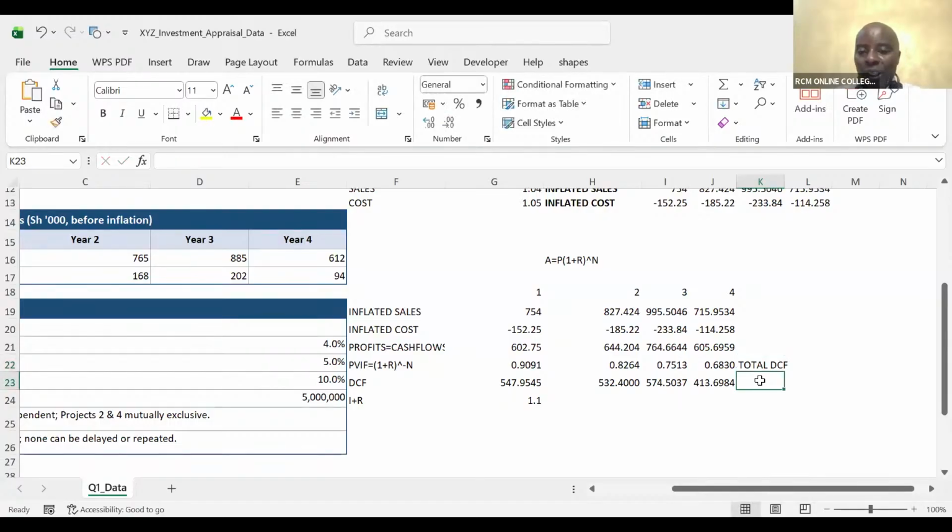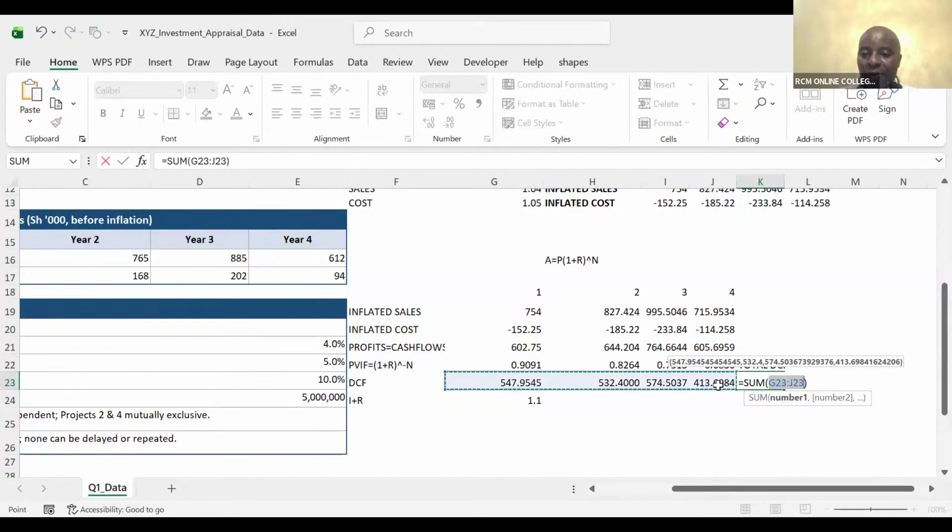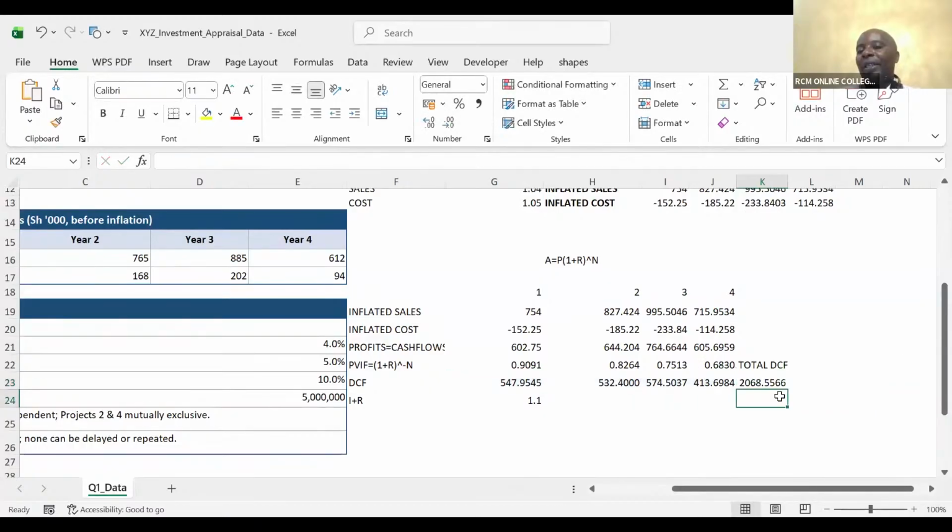If you want, you can use the sum or you simply say alt equals. When you say alt equals, it's able to pick the range. Then you enter. And then don't forget, we have our IO. Do you know the meaning of the word IO? IO is initial outlay. Is there somebody who is able to remind us what the initial outlay was?